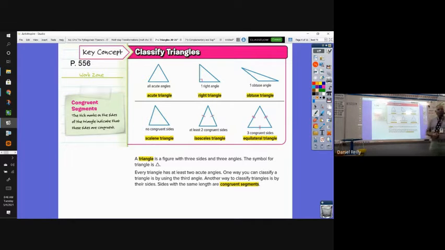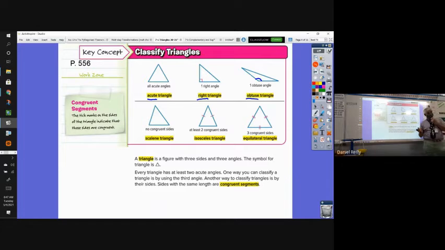Okay, so naming triangles. Triangles are named in two different ways. One of them is for the angles. Okay, and so if all of the angles of the triangle are acute, three acute angles, it's an acute triangle. If it has one right angle in it, it is a right triangle. The other two are always going to be acute. If it has an obtuse angle in it, then it is an obtuse triangle. Okay, so three types of triangles by angle: acute, right, or obtuse.